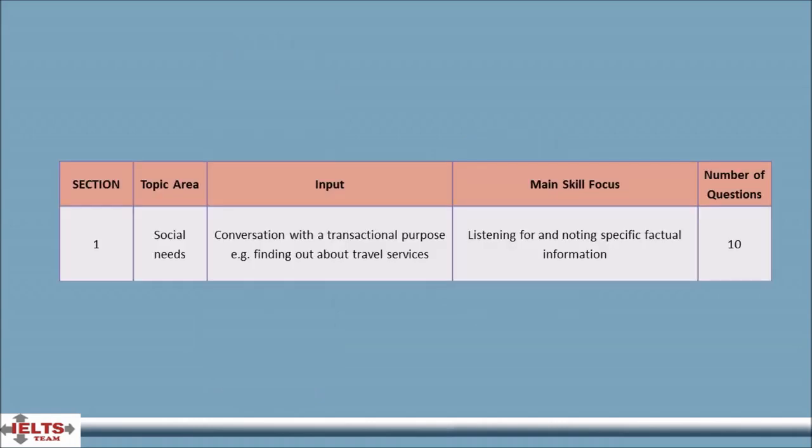Sections 1 and 2 of listening examine the types of listening skills needed for survival in an English-speaking country in normal life situations. The topic of the first section of the IELTS listening test is social needs. It is a dialogue between 2 people with a transactional purpose, such as finding out about travel services or booking a hotel or car. The main skill focus is on listening for and noting specific factual information.